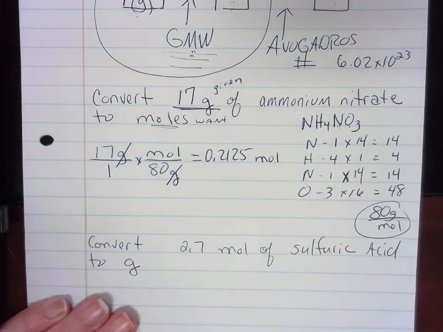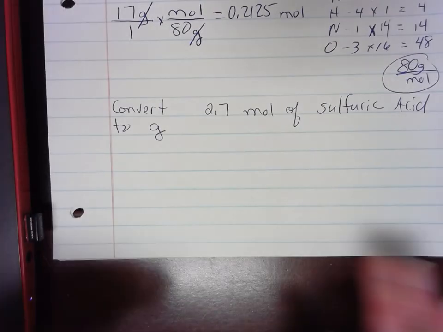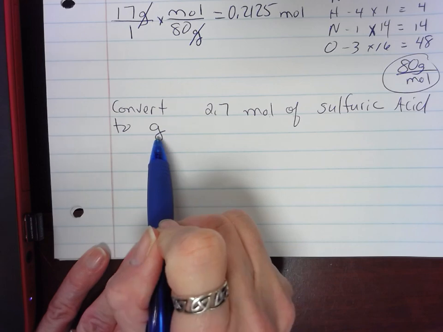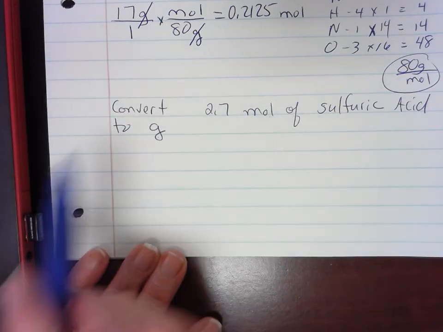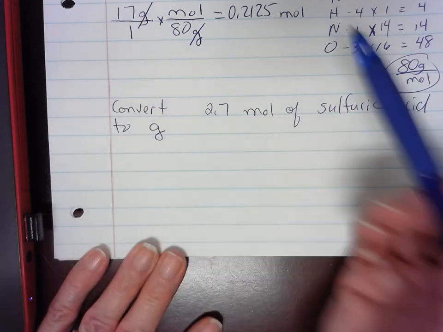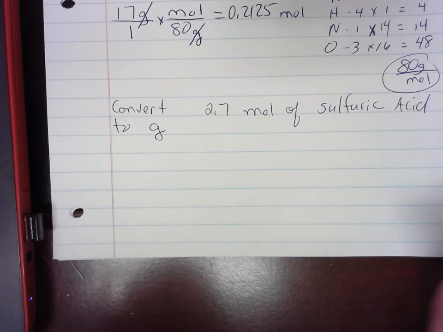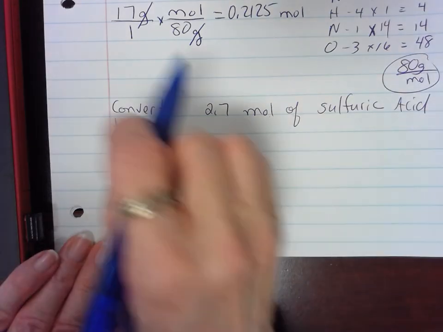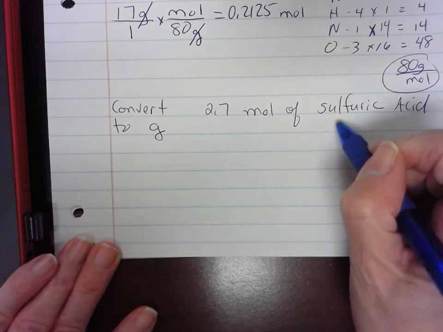Now let's take a look at this next one. It says that we're going to convert from moles to grams. Well, if we divided going from grams to moles, we're going to multiply going the other way. But I don't want to trust that. I'm taking a test and I'm stressed out, so I want to use dimensional analysis to make sure I'm getting it right. So sulfuric acid is H2SO4.